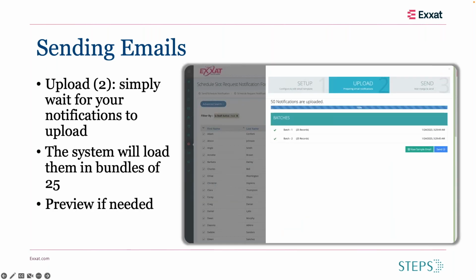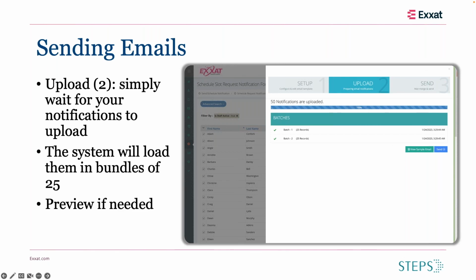On the second step, the system will go ahead and load your notifications. It's going to do this in groups or bundles of 25 records at a time. So if you have like 100 sites, you'll see 5 of these, maybe 4 of these. I can't do math, but you'll see those batches just show up. So you'll just wait until the bar reaches 100%.